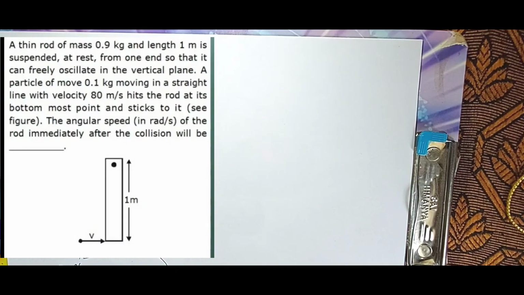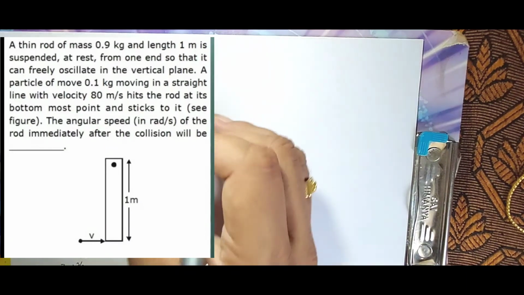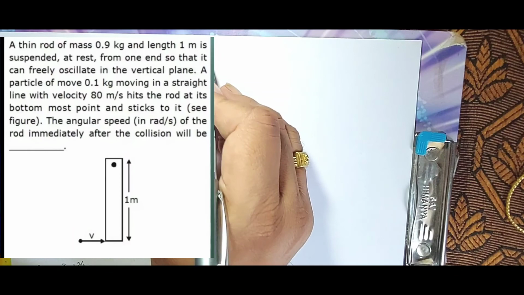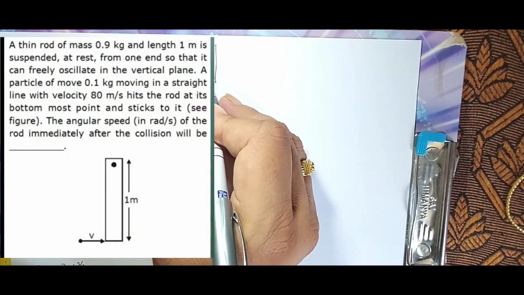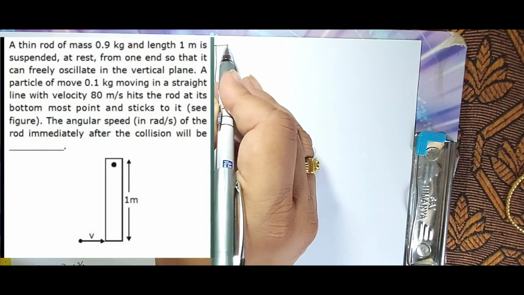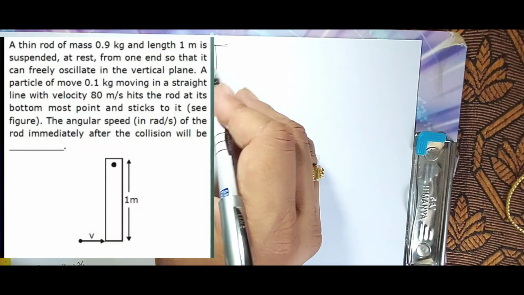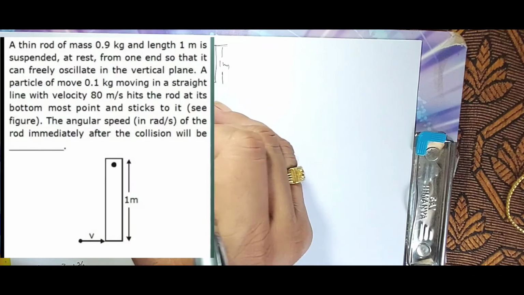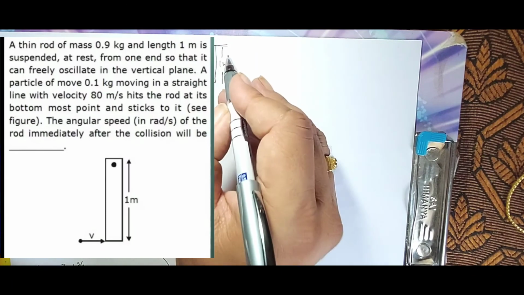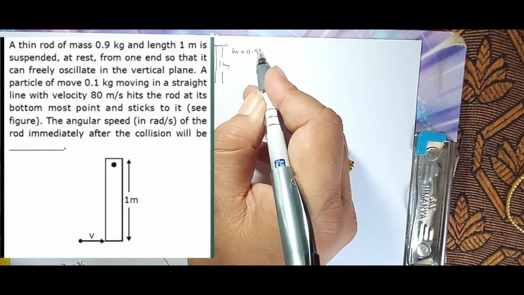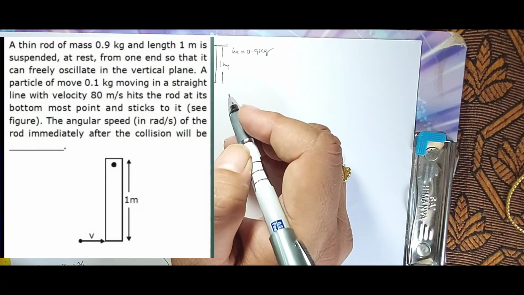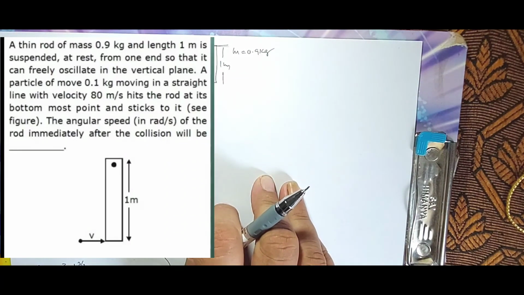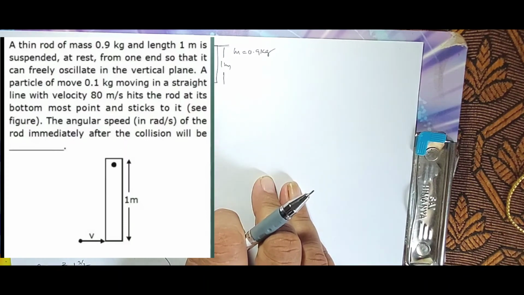A thin rod of mass 0.9 kg and length 1 meter is suspended at rest. This is the thin rod whose length is how much? 1 meter, and mass is how much? 0.9 kg. So that it can oscillate freely in a vertical plane.